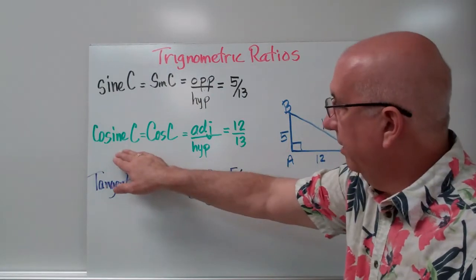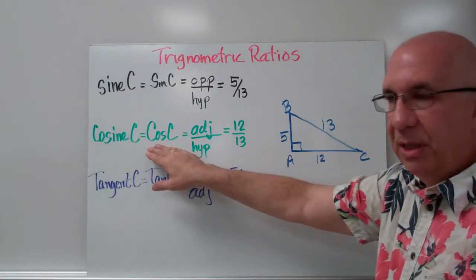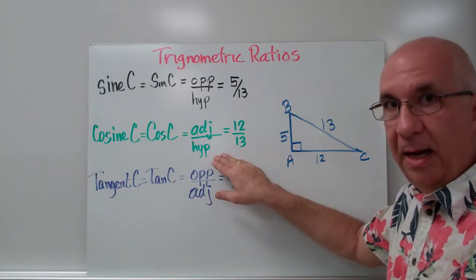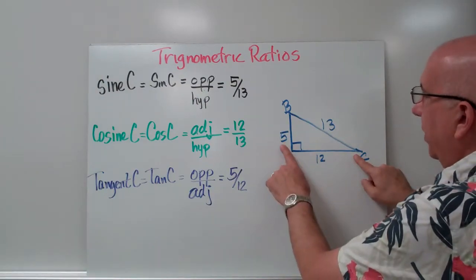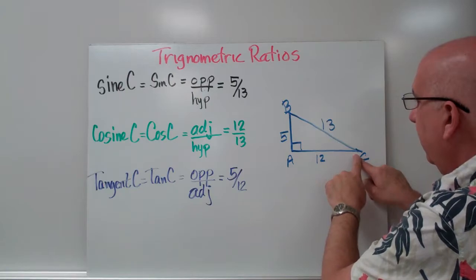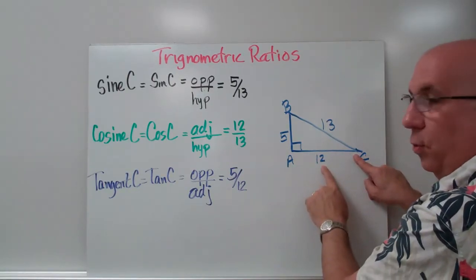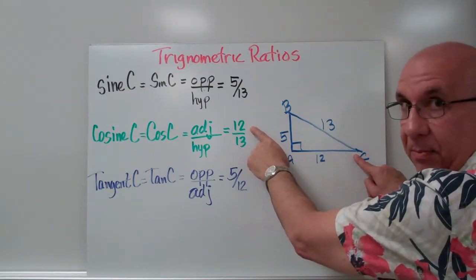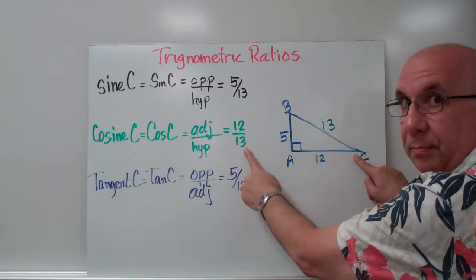The cosine of C, this is the abbreviation for cosine of C, is equal to the adjacent side over the hypotenuse. Well, if we touch C again, this was our opposite side. It's opposite of angle C. The side that is adjacent to angle C is right here, the 12. It goes on top. And that's divided by the hypotenuse. The hypotenuse is 13.